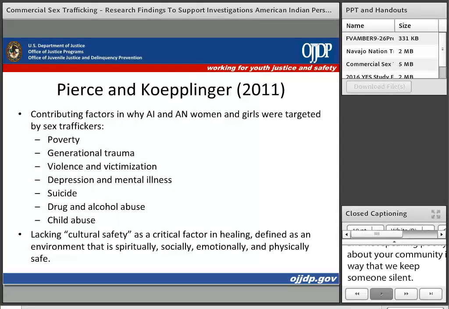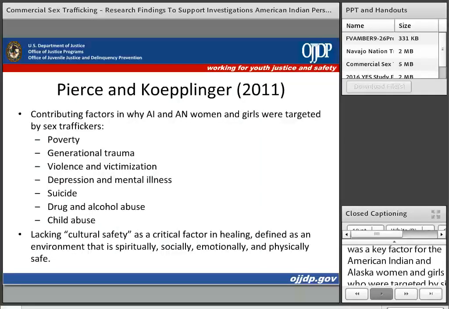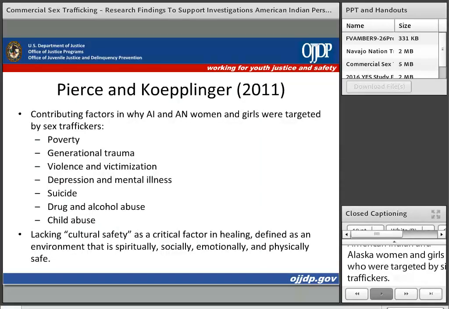So the next study was done by Pierce and Koplinger in 2011, and what they found was that poverty was a key factor for the American Indian and Alaskan women and girls that were targeted by sex traffickers. So they found that Alaska Native and American Indian women and girls were disproportionately served by homeless youth shelters in Minnesota, and that poverty and lack of stable housing was a propellant that sex traffickers were using those needs as a recruitment tool.